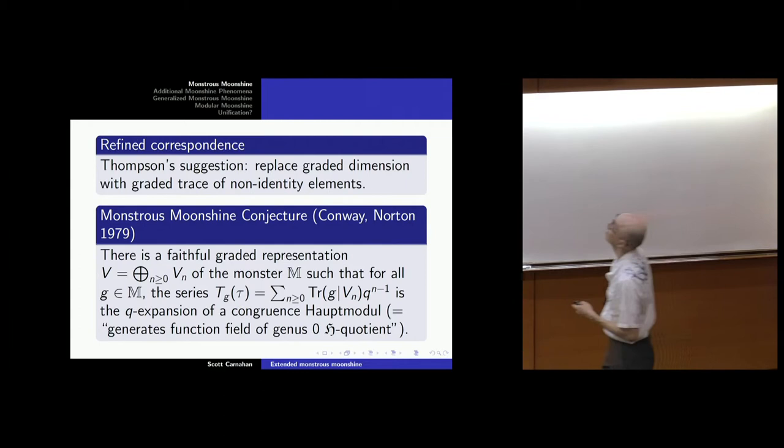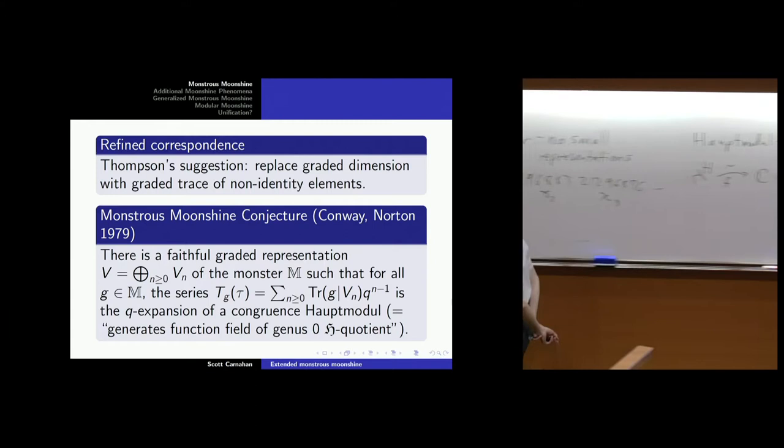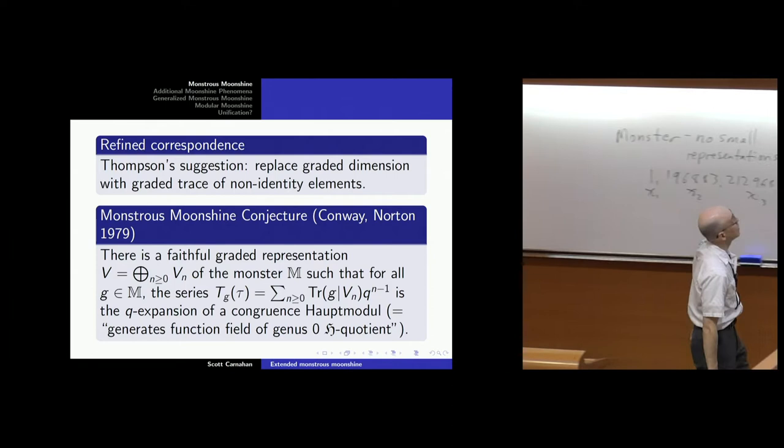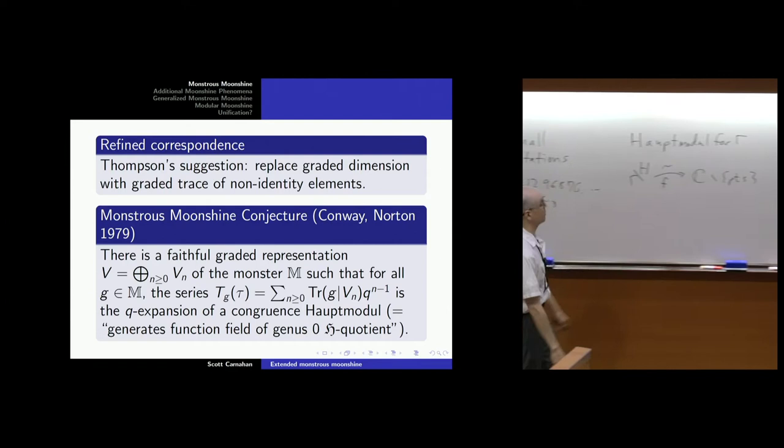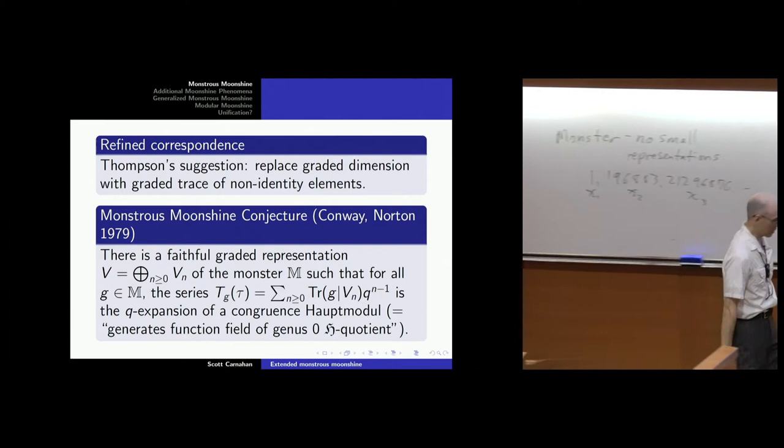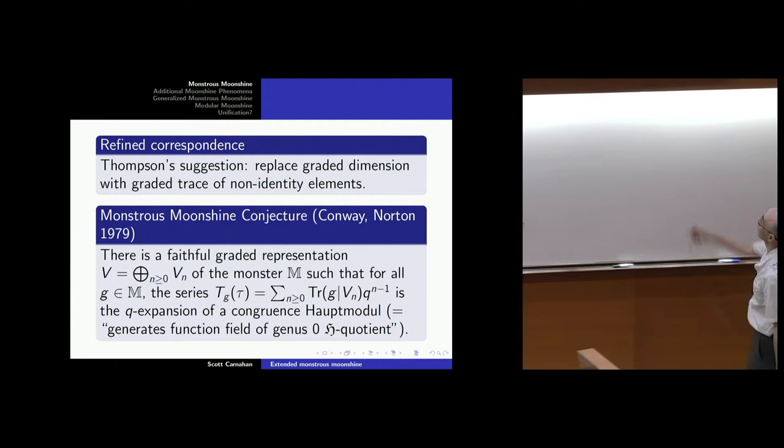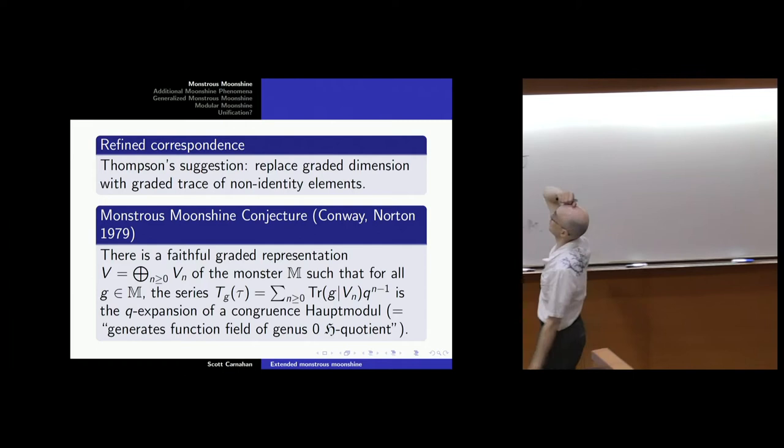Because this object, or at least back then it was a conjectural object, had monster symmetry, we could, instead of looking at graded dimension, which we can think of as the trace of the identity element, look at graded traces of non-identity elements. So Thompson suggested this around the same time as the initial conjecture. And Conway and Norton did a massive computation and came up with experimental evidence that the graded traces are modular functions as well.